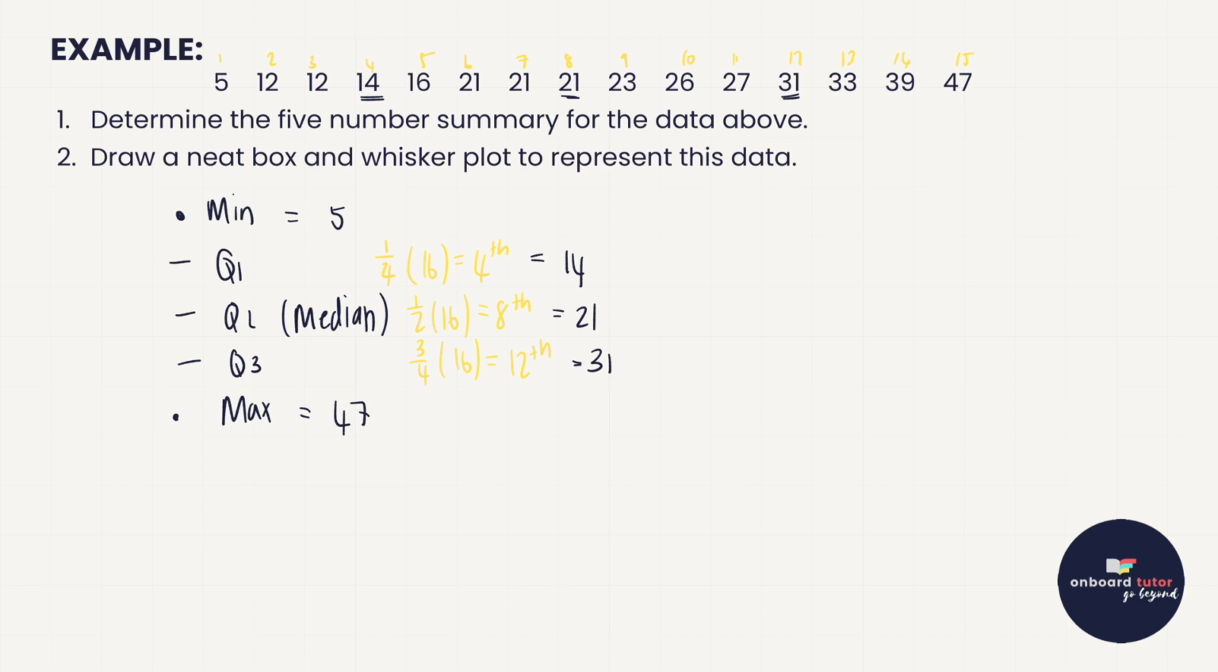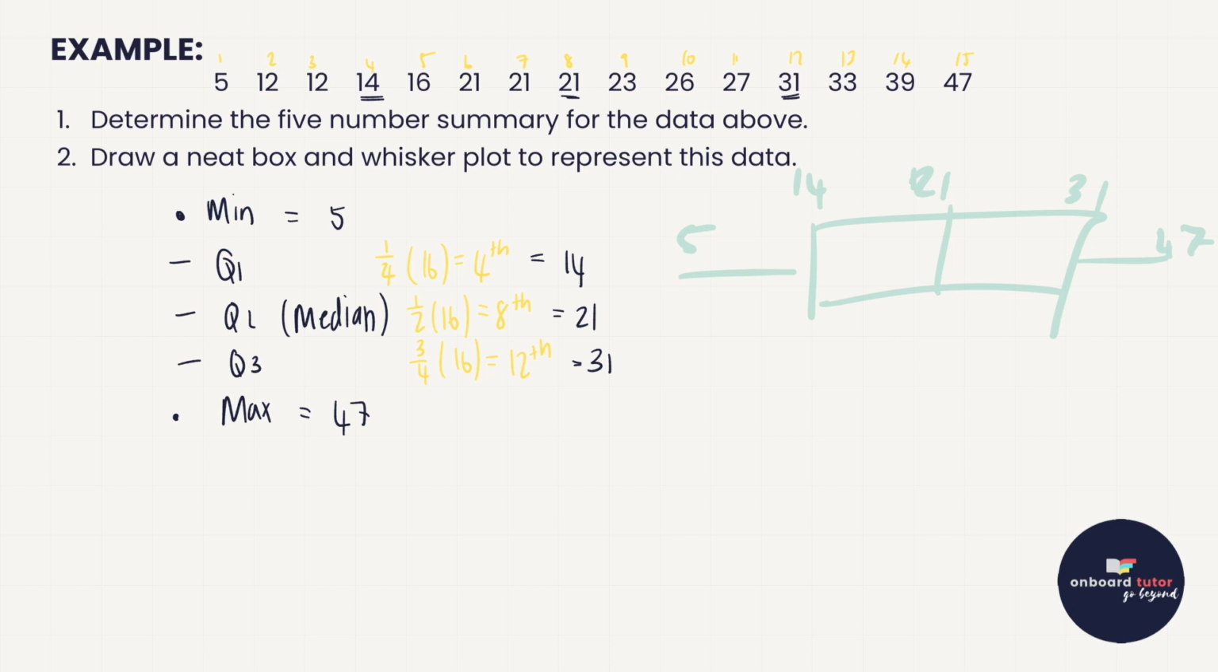Now they want me to draw a box and whisker plot. What I have seen in the past is my students grab their pencil and they just write down these things: 5, 14, 21, 31, and 47. You are going to get very few marks for that because it is actually not a good statistical representation.